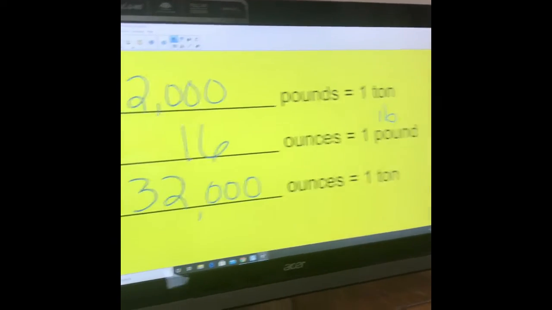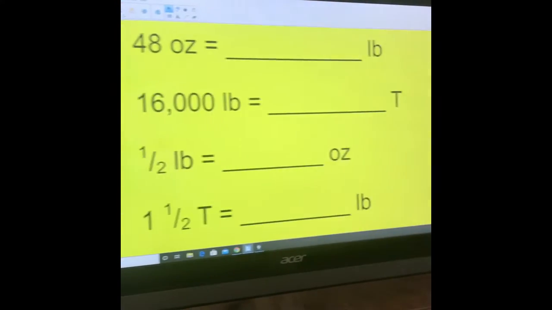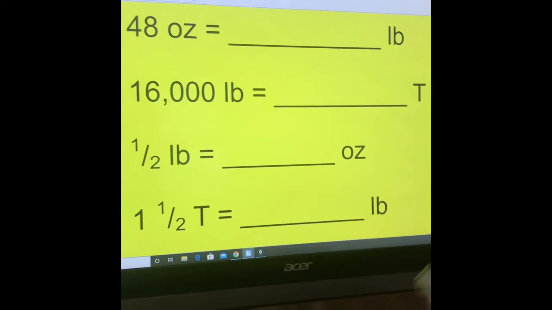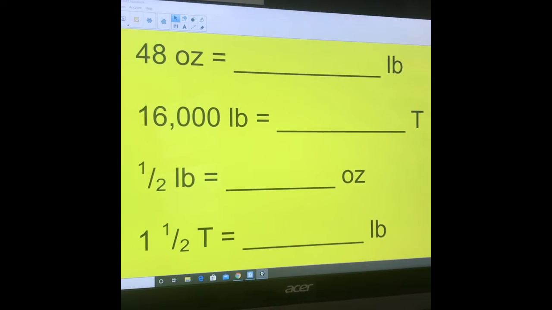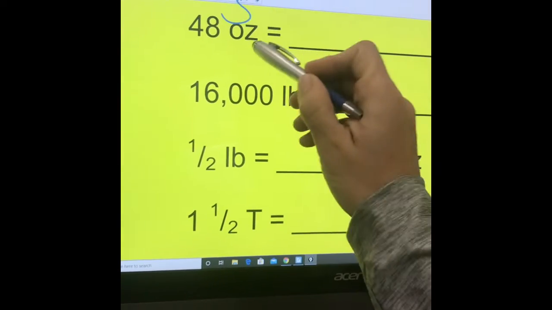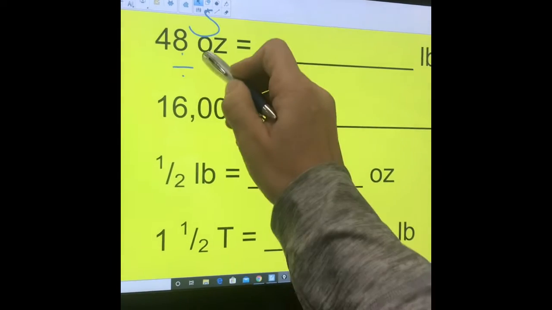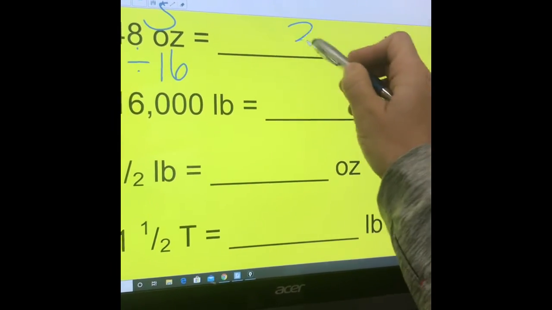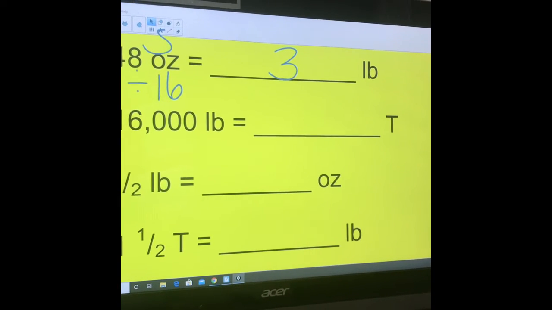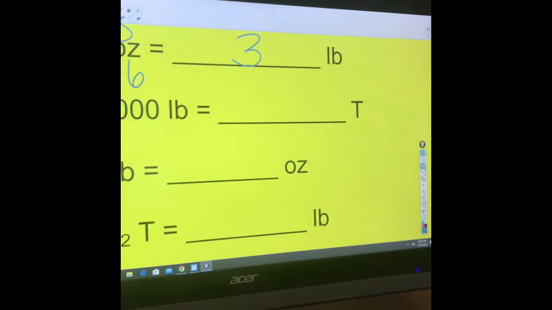All right, so let's do a couple problems quickly. We have 48 ounces. Ounces compared to pounds, we're still looking at big or small. Ounces are small, so we're dividing. And how many ounces are in a pound? There are 16 ounces in a pound. So you're gonna do 48 divided by 16, and if you don't remember, that is 3 pounds. The big small thing applies literally to every single problem in this entire chapter.